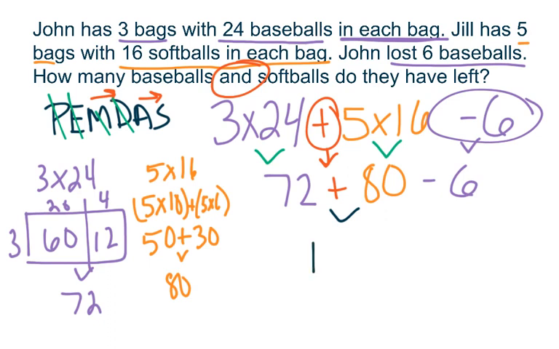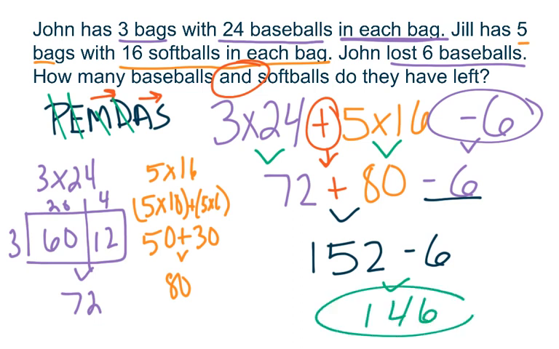72 plus 80 gives me 152. And then I'm going to bring down my -6. And so I'm going to subtract 152 minus 6. And when I subtract, I get 146 as my final answer. So our question says how many baseballs and softballs do they have left? They have 146 baseballs and softballs left.